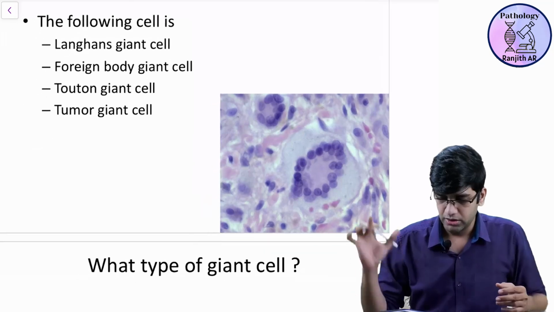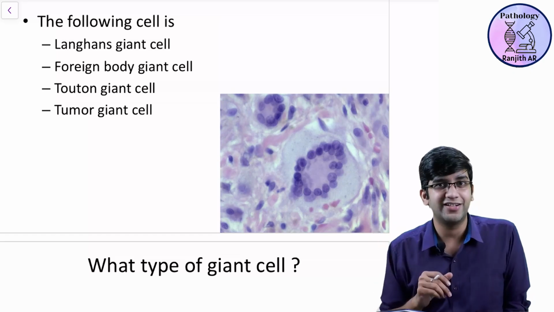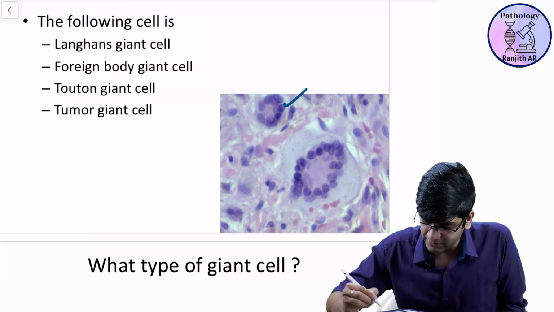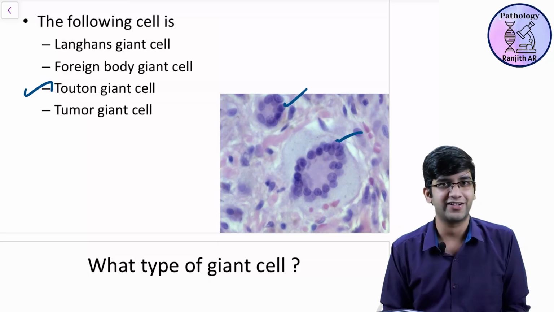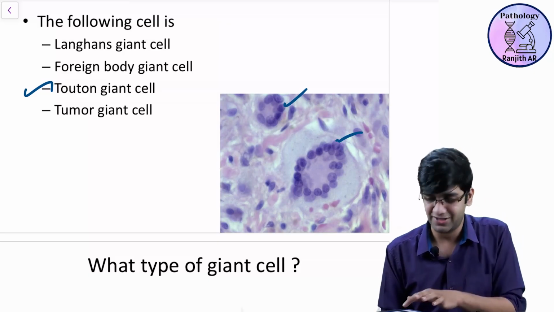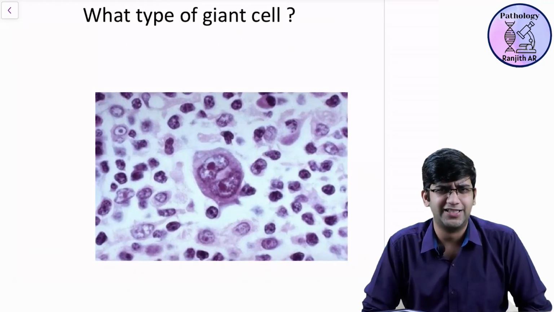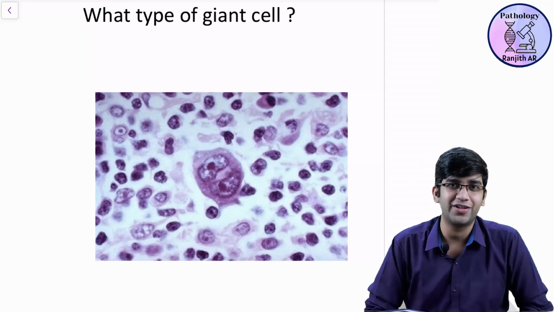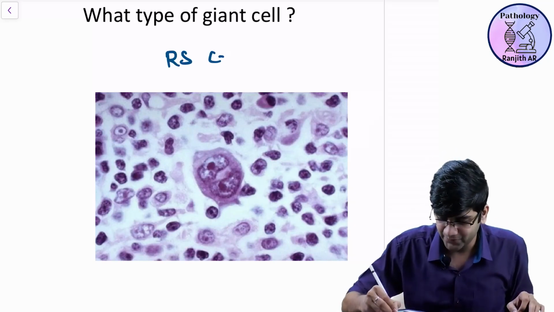Okay. First question. What is this giant cell called? Look at the nuclei. The arrangement is circular. I have a circular element here, here. So it's a Touton giant cell. Perfect, right? I'll show you the next giant cell. You're going to name it. Name the giant cell. It doesn't look like Langhans, doesn't look like Touton, doesn't look like foreign body. I have only two nuclei. Perfect, that's your RS cell.